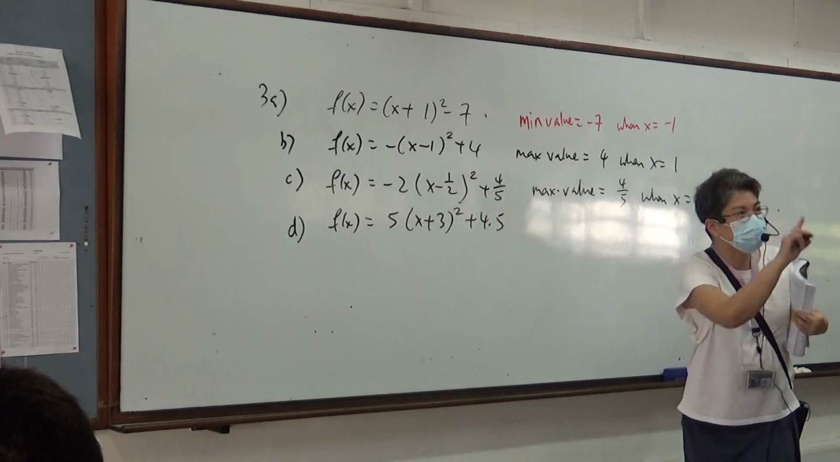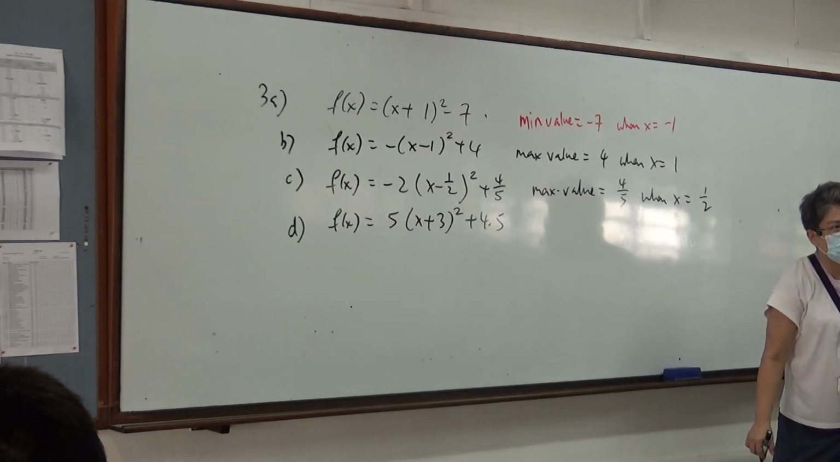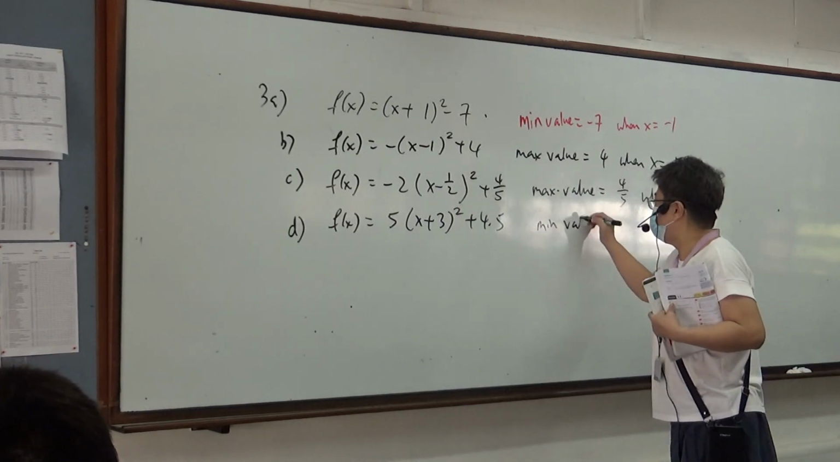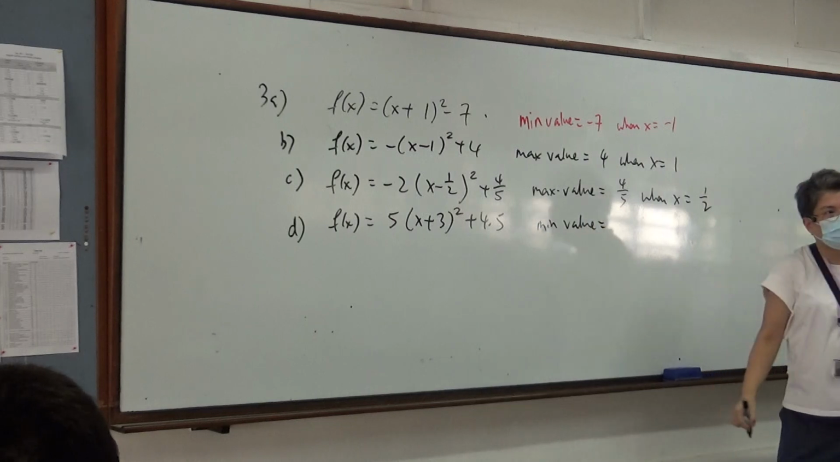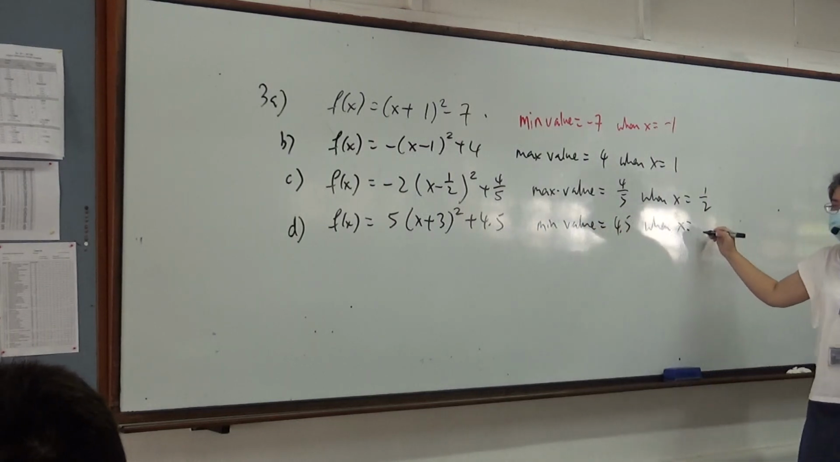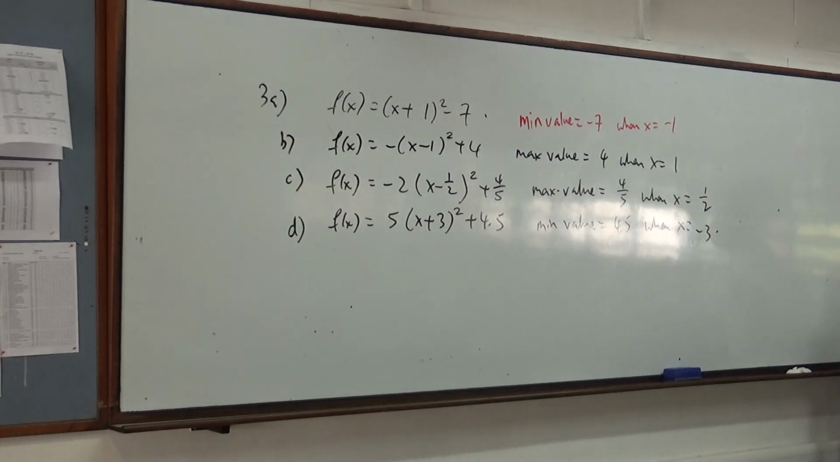I want to know maximum or minimum value. Class, maximum or minimum value? Minimum, okay. Minimum value of 4.5, when x is what? Are we okay here? Yes or no? Yes, so you are okay with this. Alright, one more question. Let's look at question number 4.